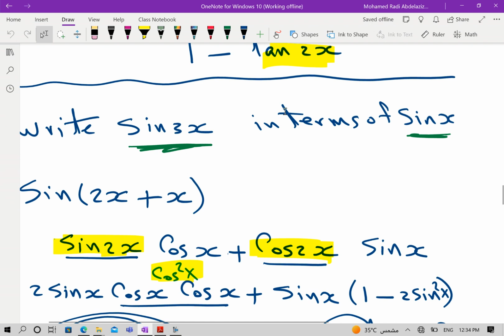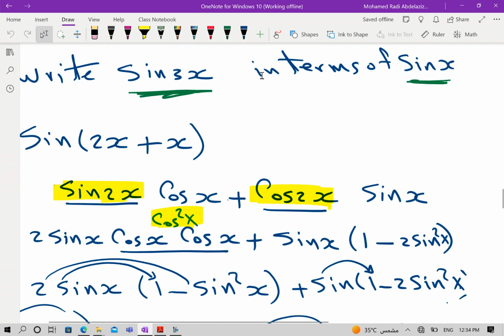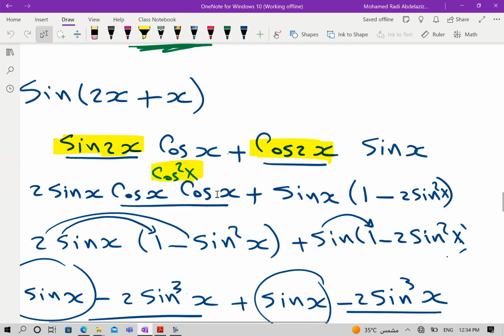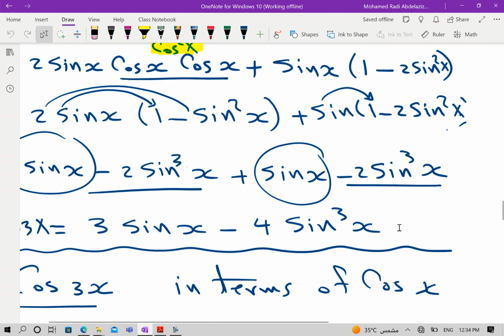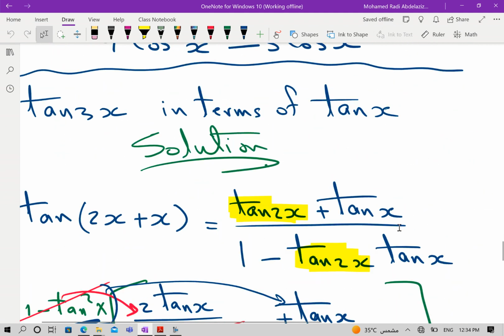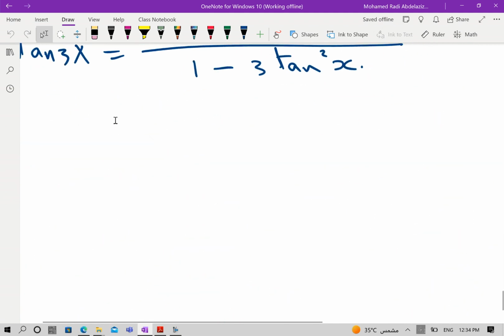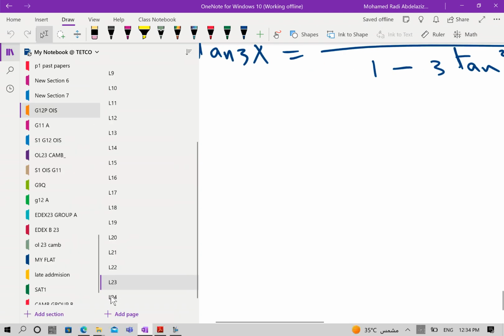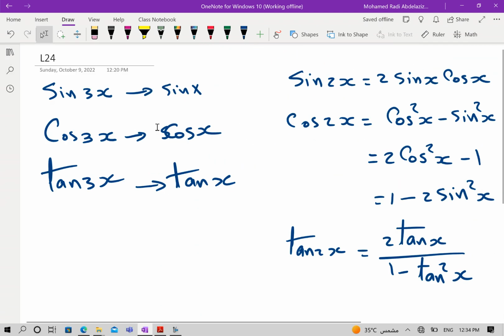Write sine 3x in terms of sine x. Split 3x into 2x and x: sine cosine plus cosine sine. Then replace sine 2x with 2 sine cosine, and cosine 2x with 1 minus 2 sine squared, and simplify to get your answer in terms of sine. The same for cosine 3x and tan 3x. Today, inshallah, we'll solve more questions about double angles. In general, before we start: sine 2x, cosine 2x, and tan 2x.